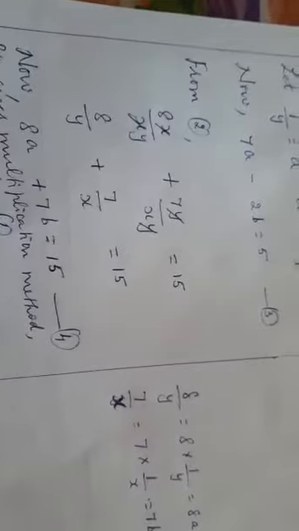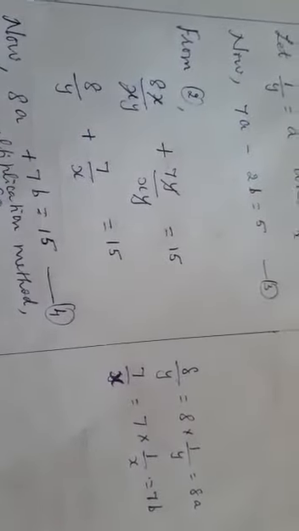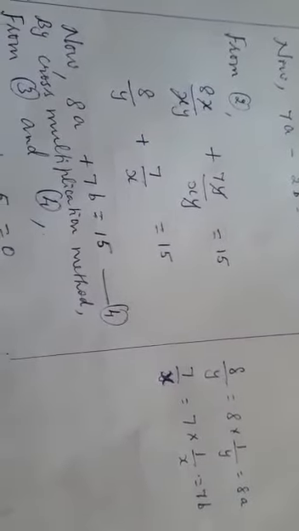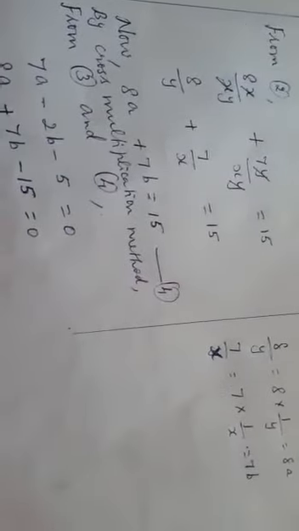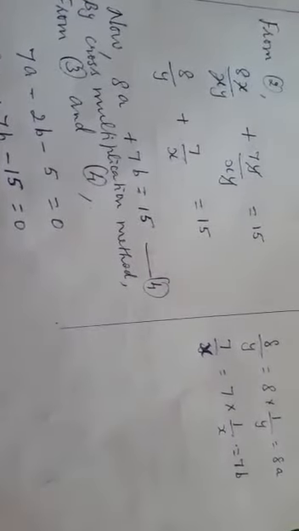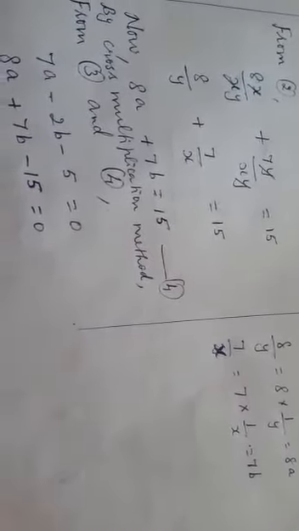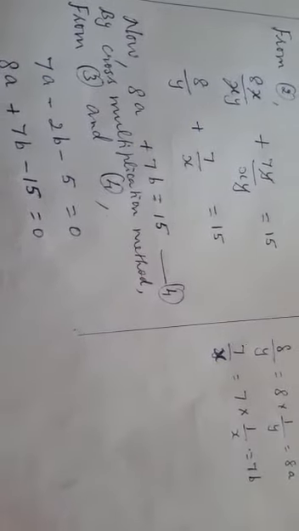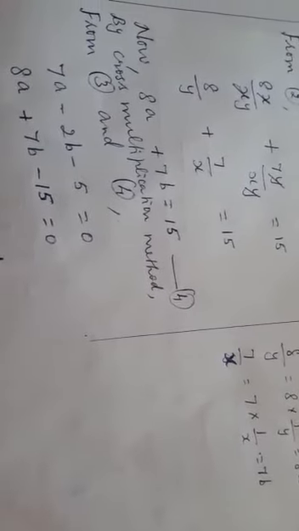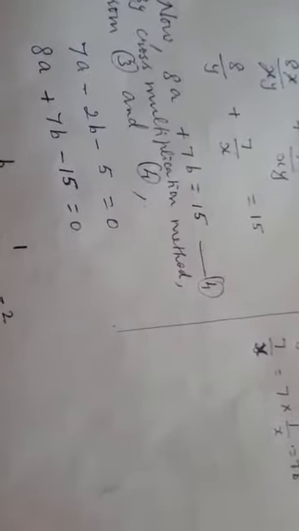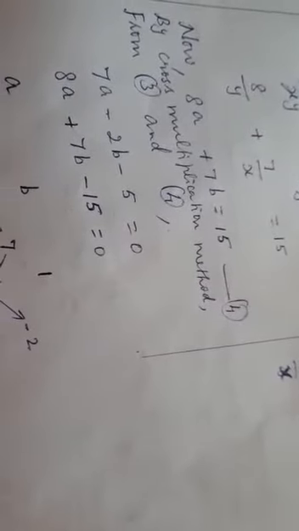Here the elimination method will be a little difficult, so I am taking the cross multiplication method. Now from 3 and 4, first we have to make the equations in this form: 7a - 2b - 5 = 0, 8a + 7b - 15 = 0. Now instead of x and y we have a and b, so we have written a, b and 1.